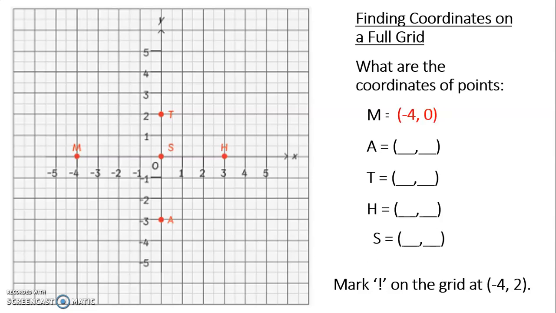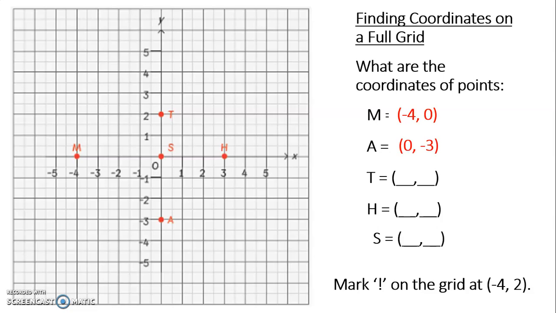Let's have a look at A. So remember, we go along the corridor before we go up or down the stairs. Do we need to go along the corridor? No, because we start at 0. We don't need to go along, so that's going to be 0. And then we're going to go down the stairs to -3. So A is grid coordinate 0, -3.